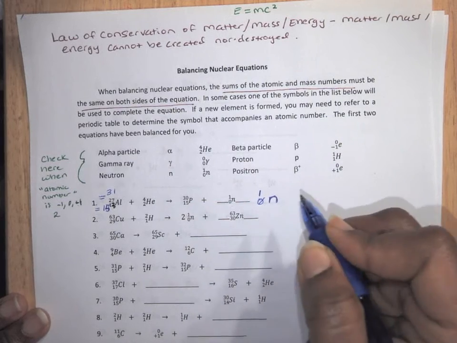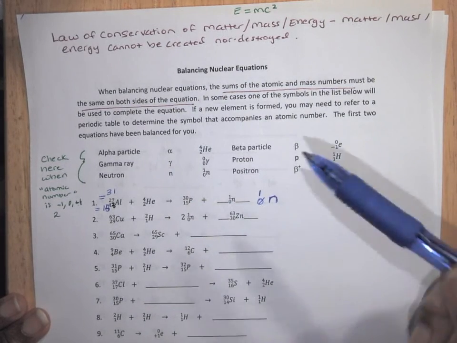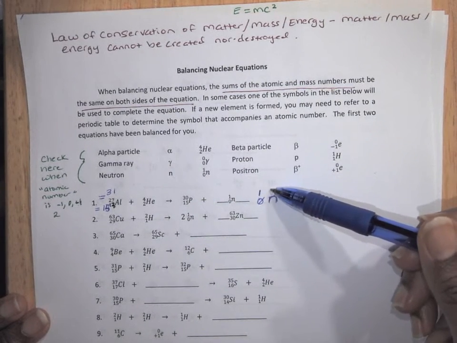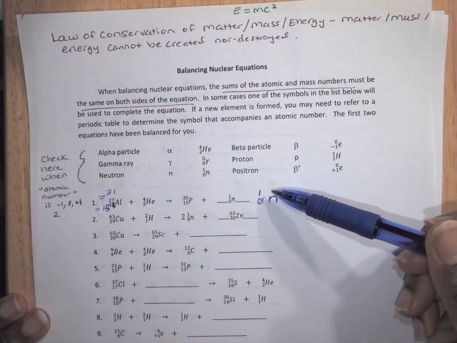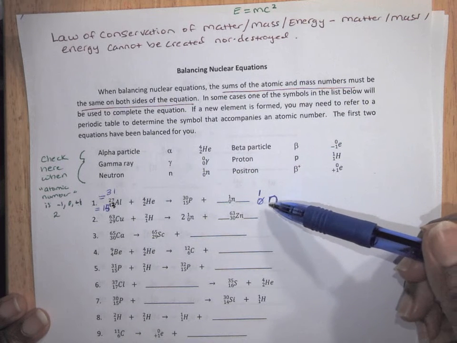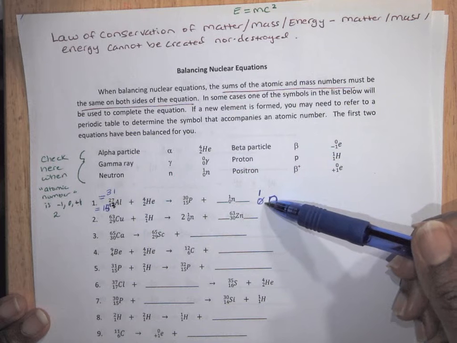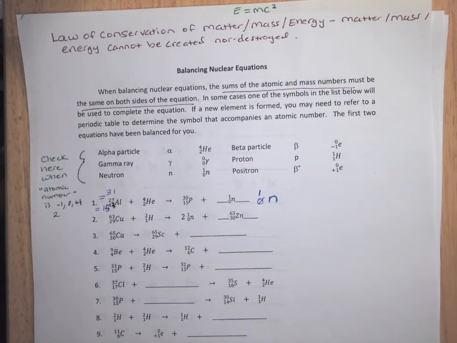Now let's take a moment to explain why this is a neutron. Remember, the mass number represents the mass of the atom, or it could be a particle. And the bottom number represents the number of protons. Now remember, protons are the only thing inside of the nucleus that has a charge. They have a +1 charge.